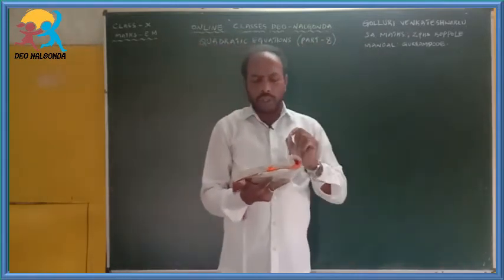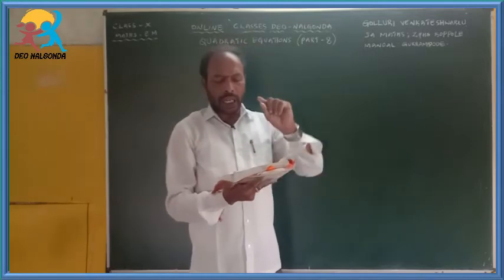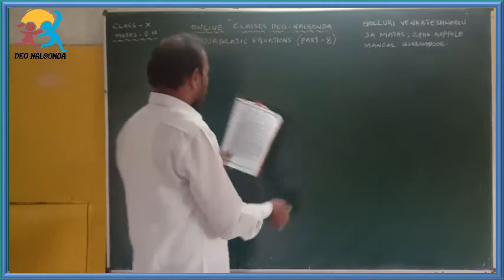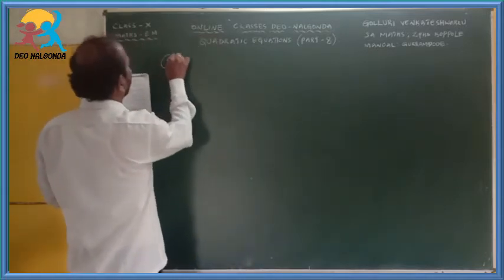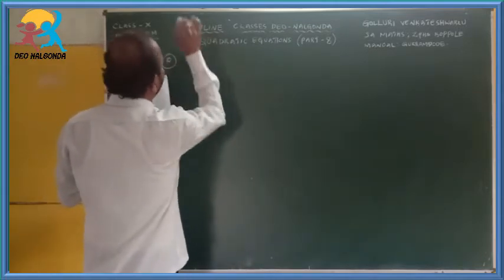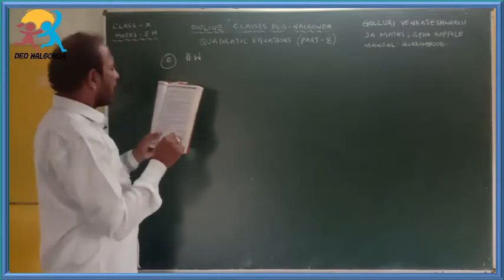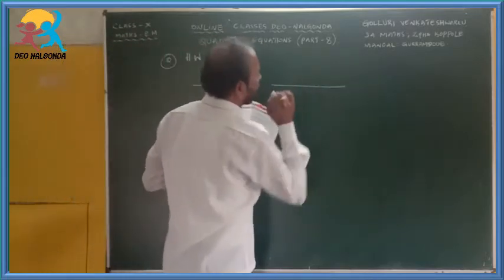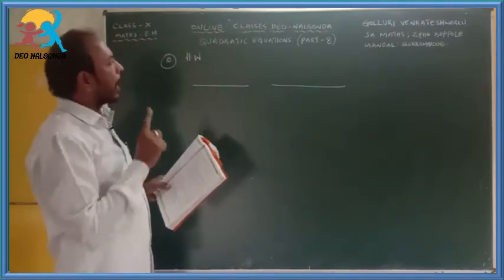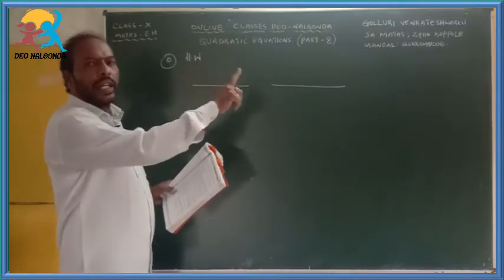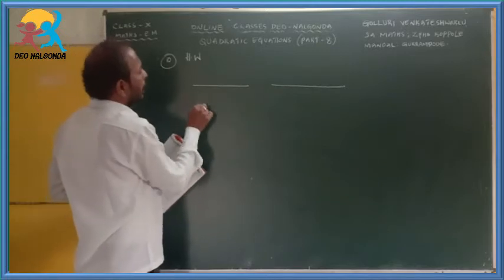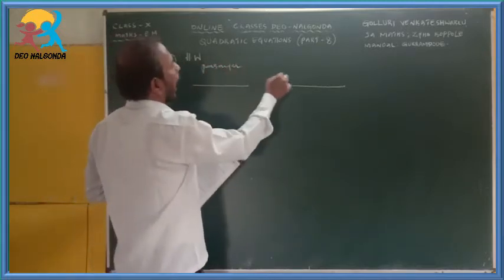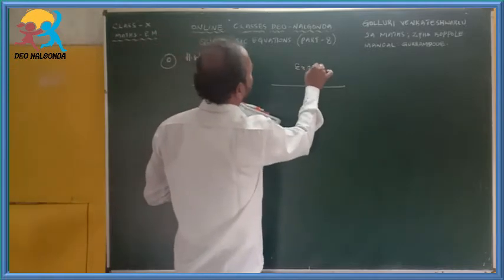Number 10 also: an express train takes 1 hour less than the passenger train. Problem number 10, it is given for homework. So an express train and a passenger train, two trains are given. So one is express and another is passenger. Here let this be the passenger train, and here it is given as the express train.